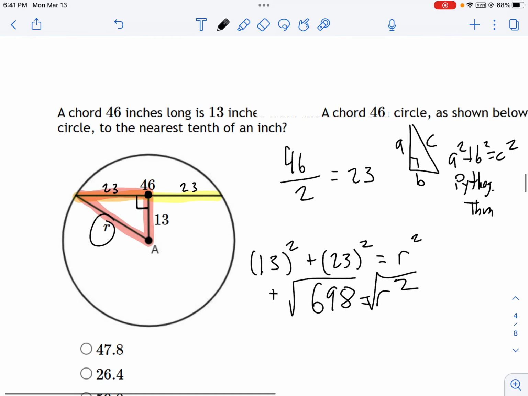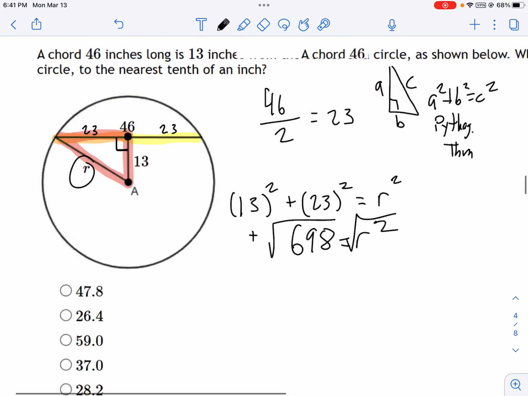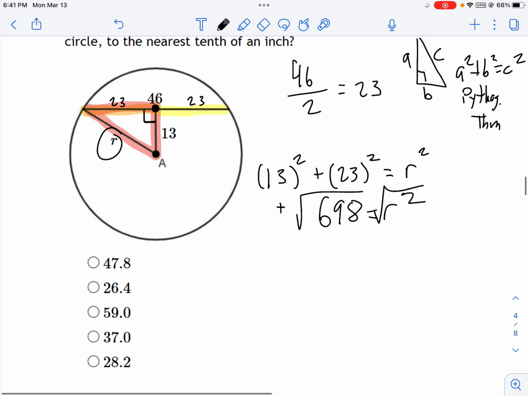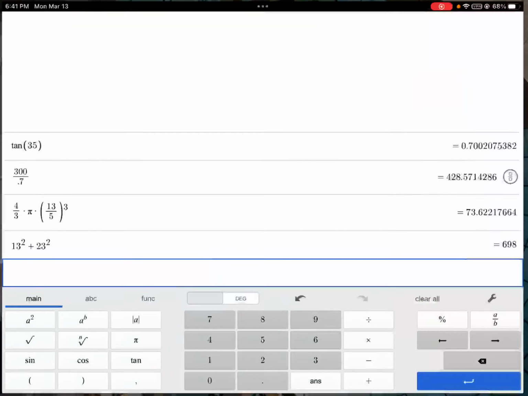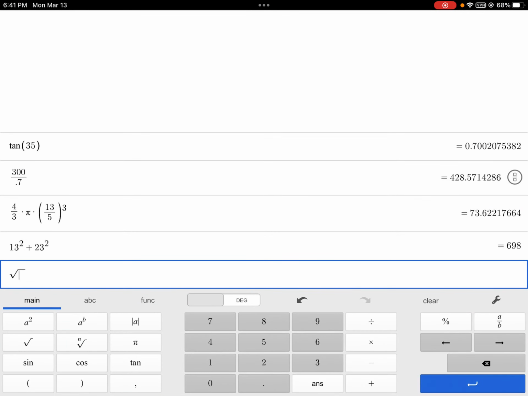Okay? And now, what it's asking for us is, what is the radius to the nearest tenth of an inch? Nearest tenth implies decimal, right? These are all of our answers. We see them all as decimals, so we need to figure out what the decimal approximation of the square root of 698 is. Really not too hard, all things considered. Most scientific calculators have a square root button, so then you do square root of 698. And it gives you the decimal approximation back.